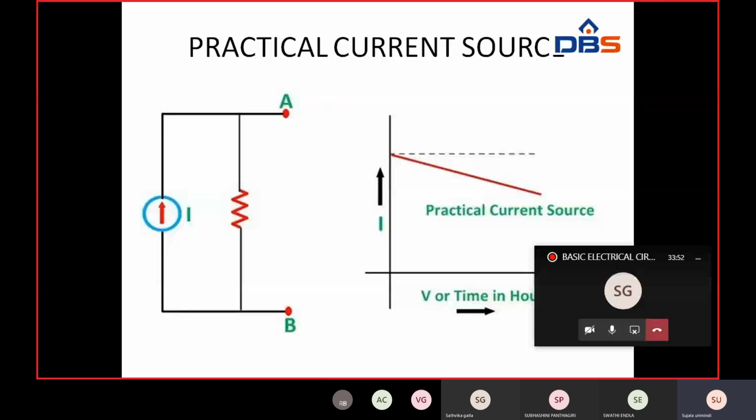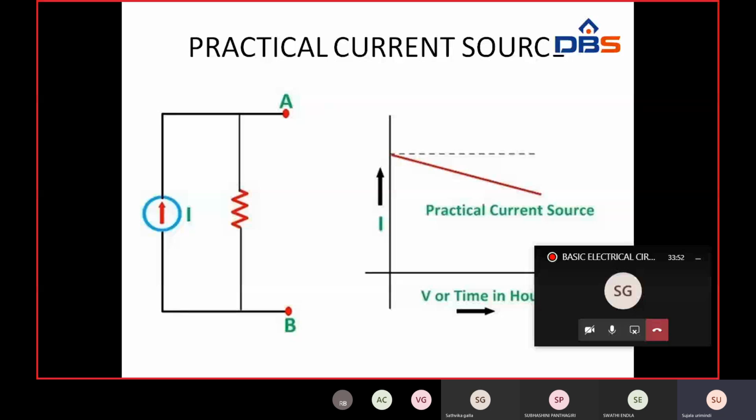So what is a linear element? Linear means it passes a straight line through the origin. According to Ohm's law, we know that V is equal to I into R, voltage is equal to current into resistance. Generally, V is equal to IR means voltage is proportional to the current.